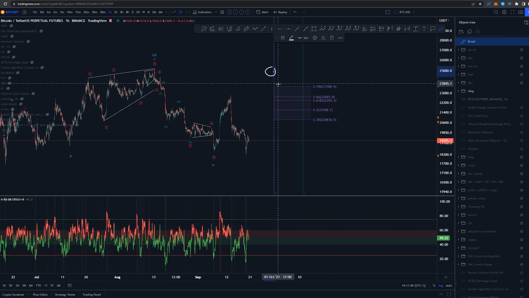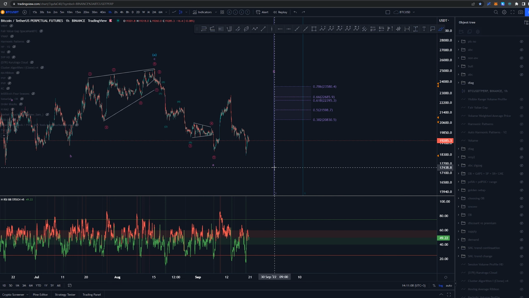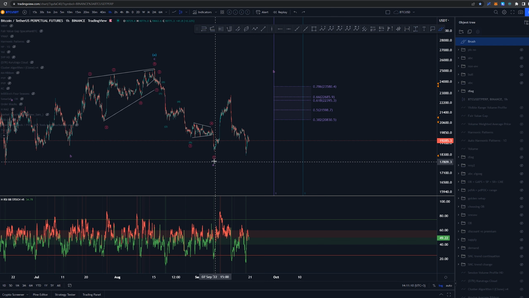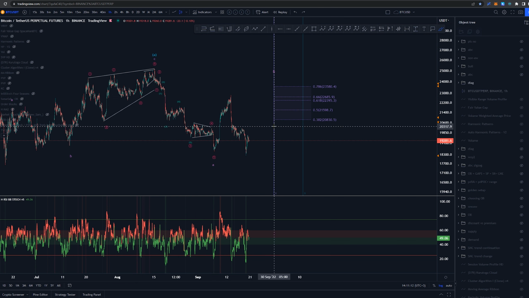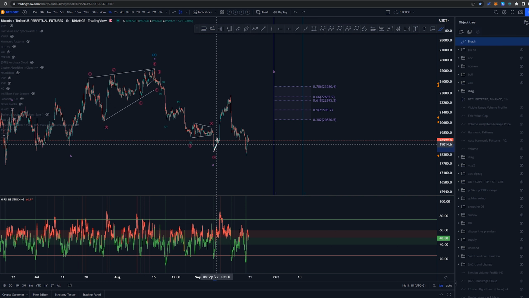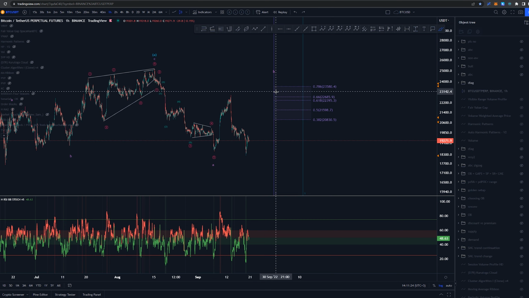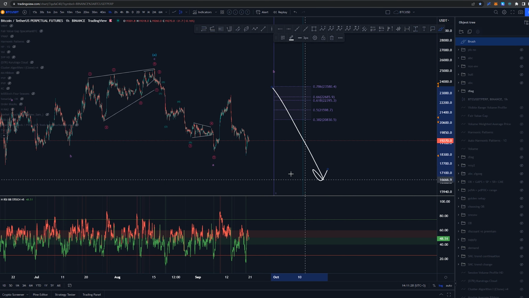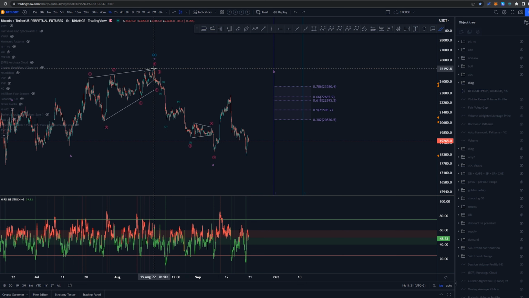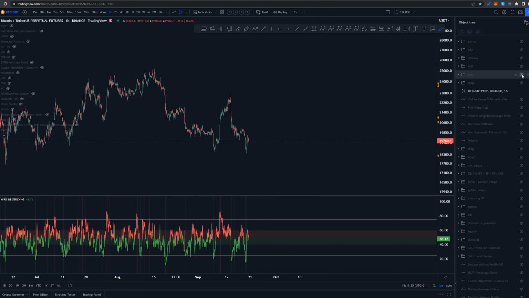Again, the B wave generally takes at least 1-to-1 in time in comparison to this wave A, so that would be around the 30th of September for this B wave to be completed. And in this one, we could be looking at a three-wave structure, something like this. Depending, of course, how high this goes, we'll see how much downfall we are going to be expecting off of this count. Invalidation at these highs of 25.1k.